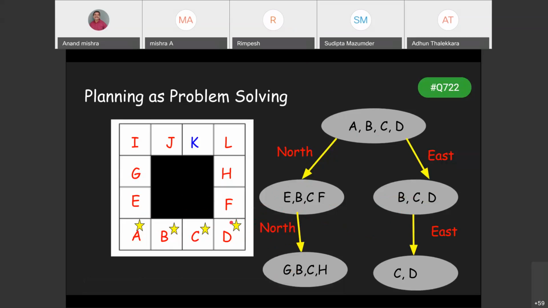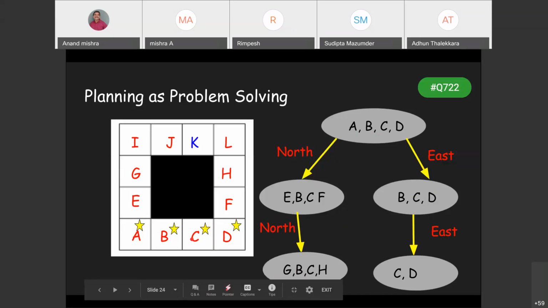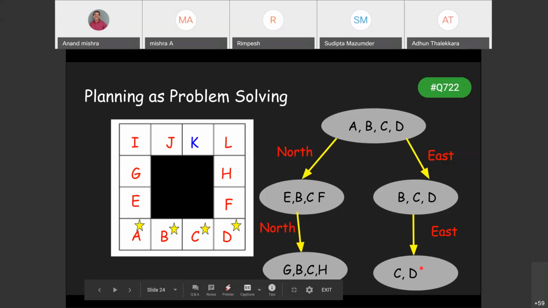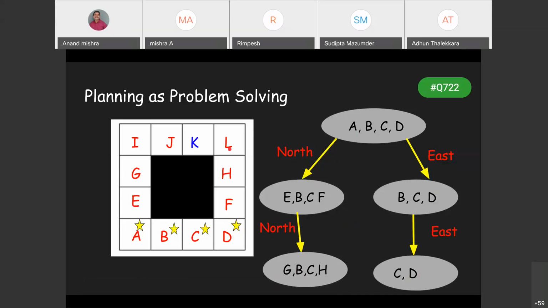CD, if I move to east, B will be C, C becomes D, so we'll have only options CD. If I keep moving east again, I will remain with only one D. So if I go east and then one more time east, I will remain at D, and then I can go north; there is only one state, I can move north three times, and then west I'm done. So you can see that this graph can actually give you a solution.